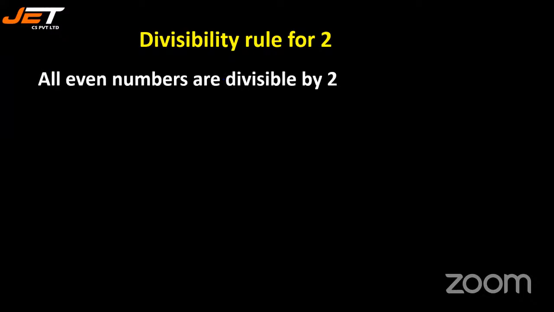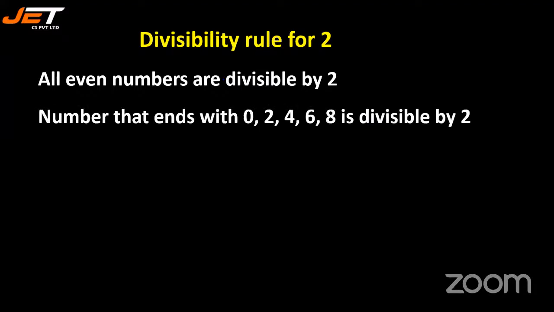So children, that's all for our today's class. Let's quickly revise what we have done. So if I talk about the divisibility rule of 2, it says that all even numbers are divisible by 2. The numbers that end with 0, 2, 4, 6, 8 are divisible by 2.